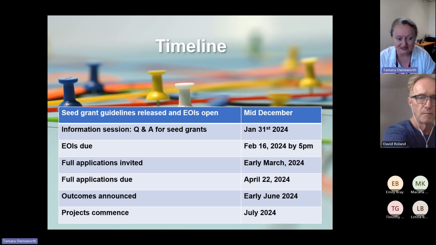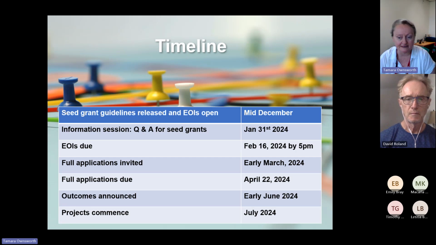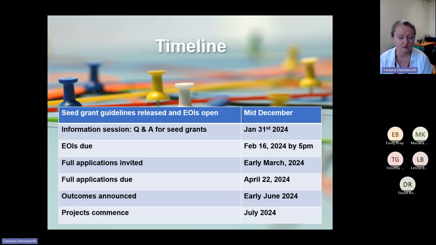So the expression of interest is due February 16th. And then full application, so the EOIs are reviewed by a panel, and we then provide feedback to all the applicants regardless of whether they proceed to a full application. So these will be invited early March and then due towards the end of April. And then we aim to announce the outcomes early June with projects commencing and funding in place by July. So it's a bit of a tight time frame for a seed grant that is only for 12 months.